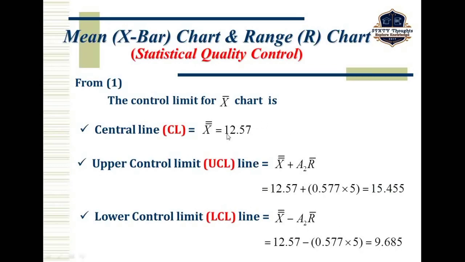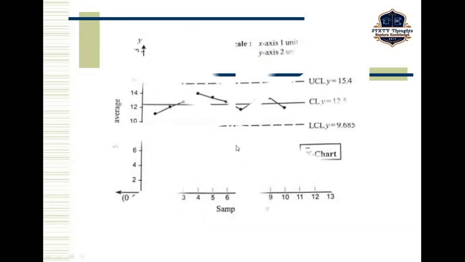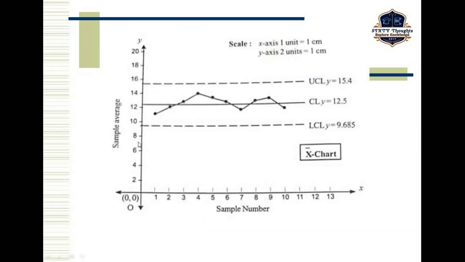Using these three lines, we are going to draw the graph. On the x-axis we consider the samples, and on the y-axis the sample average, that means the x bar chart. Coming to the x-axis, we have 10 samples in total, so we consider 1 centimeter equal to 1 unit. Therefore we get 10 sample values. Similarly, on the y-axis, I am going to consider 1 centimeter equal to 2 units.